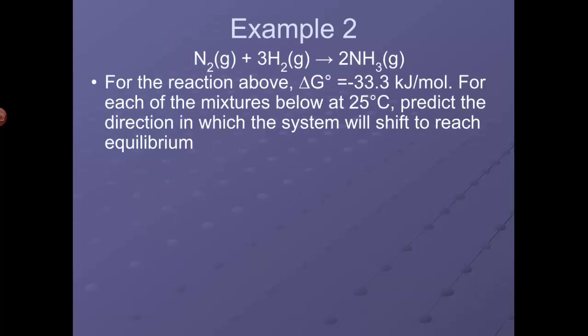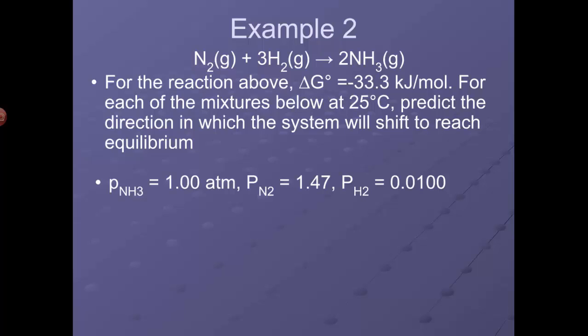Okay? Here's an example. Nitrogen and hydrogen gases combining to form ammonia. The delta G standard value is negative 33.3 kilojoules per mole. We want to figure out which way this reaction will shift if we do the following. So the partial pressure is 1 atmosphere for NH3. The partial pressure of N2 is 1.47. The partial pressure of H2 is 0.0100.